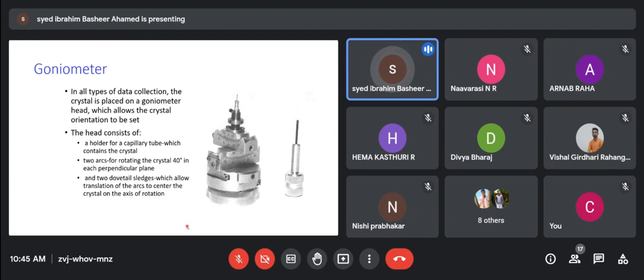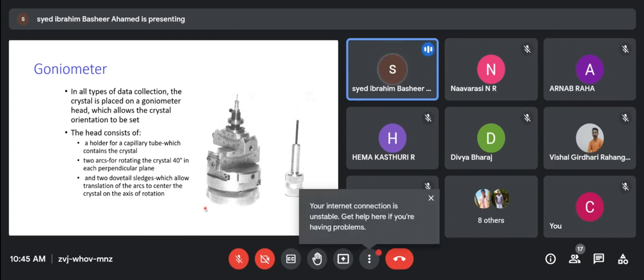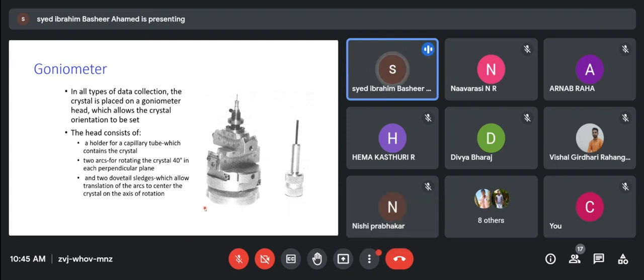Whatever I have displayed here is for small molecules. The diffractometer for macromolecules will have an entirely different setup. I think in the following classes, maybe I will show you those machines.